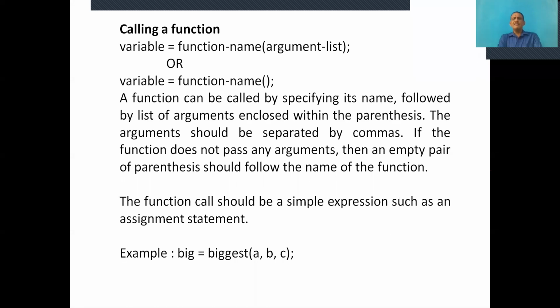Then the pair of parentheses contains a list of arguments. There are three arguments we are using, a, b, c. All three arguments are separated by commas. Is it clear?